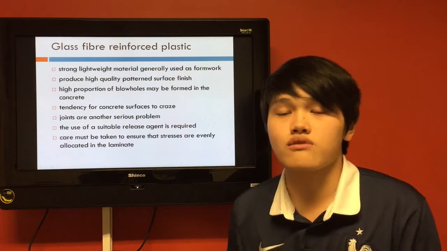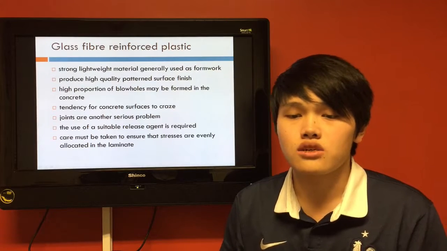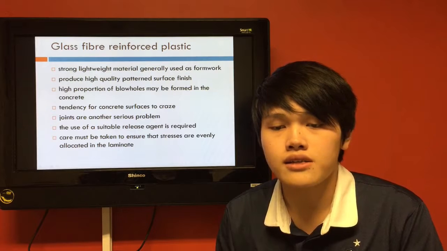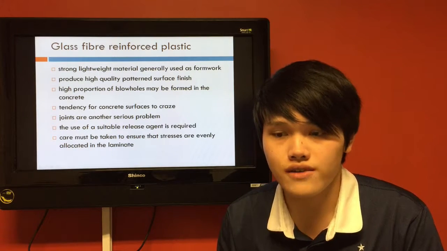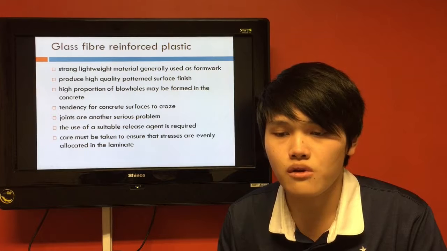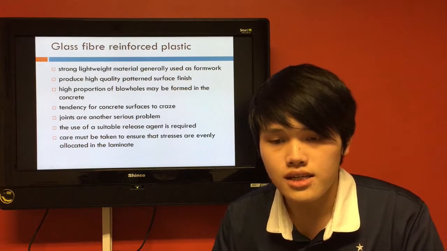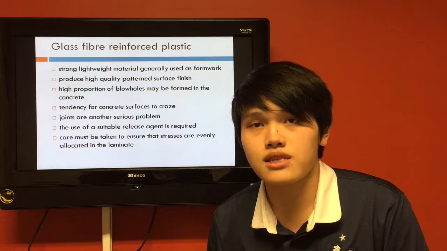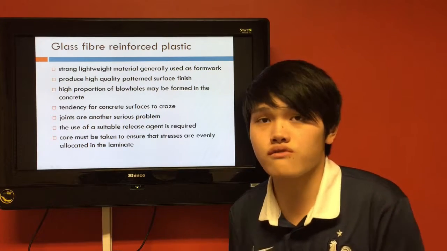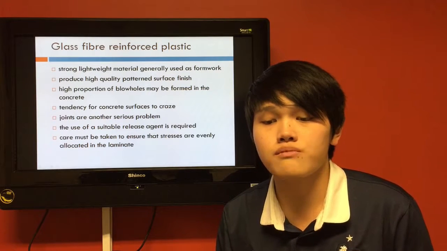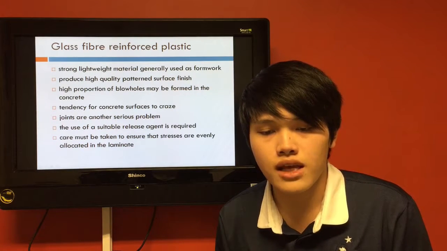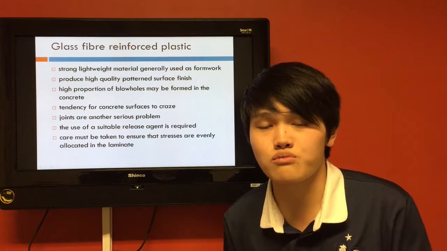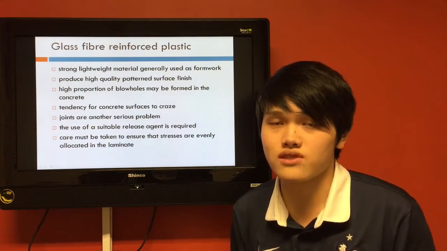And the second type of formwork would be the glass fiber reinforced plastic formwork. It is a strong, lightweight material generally used as formwork, and it produces a high-quality patterned surface finish. A high proportion of blowholes may be formed in the concrete, there is a tendency for the concrete surface to craze, and joints may be produced and cause a serious problem. To solve the problem, we will use a suitable release agent, and care must be taken to ensure that the stress is evenly allocated in the laminate to prevent the concentration of stress.